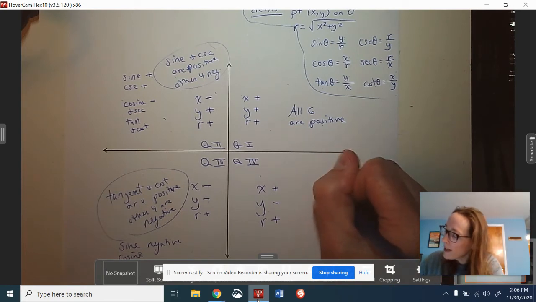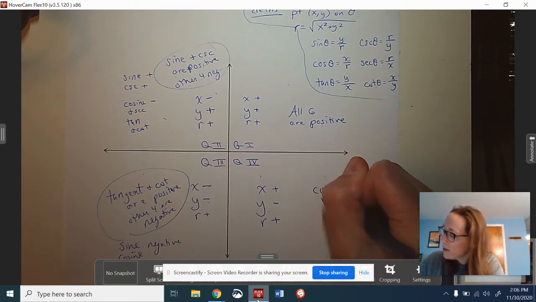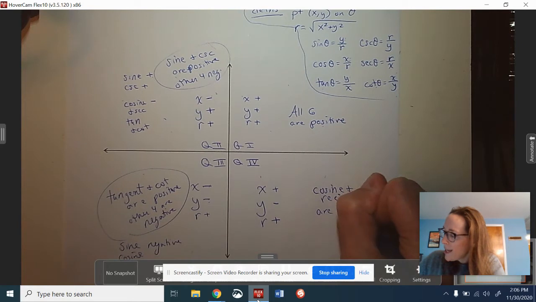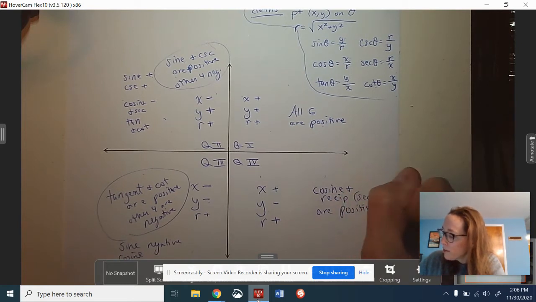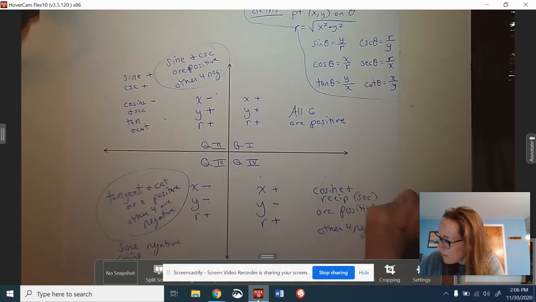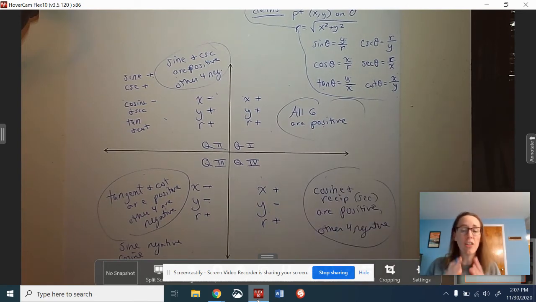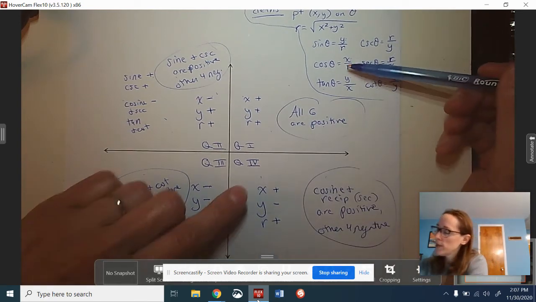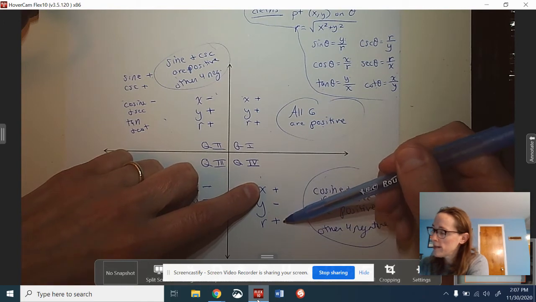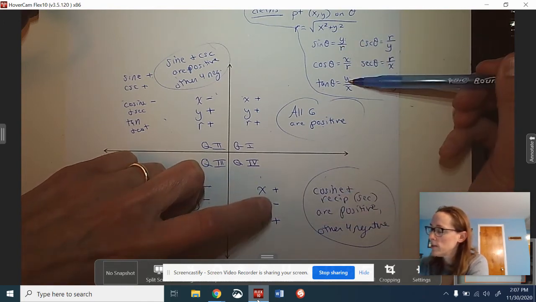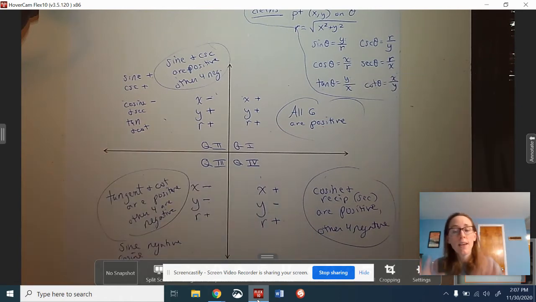Okay, its cosine and its reciprocal are going to be positive. I wrote cosine and reciprocal. I guess I could have written cosine and secant are positive, and the other 4 are negative. So cosine and its reciprocal are positive, and the other 4 are negative. Cosine's positive because we have x over r, which makes a positive over positive. Sine would be negative because it's y over r, and tangent would be negative because it's y over x. Okay, so that's the deal.